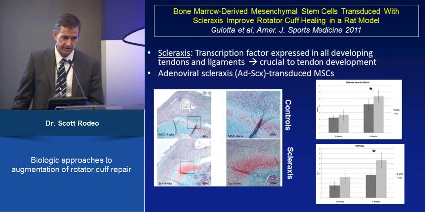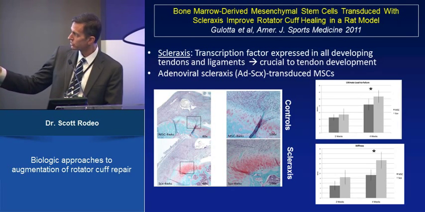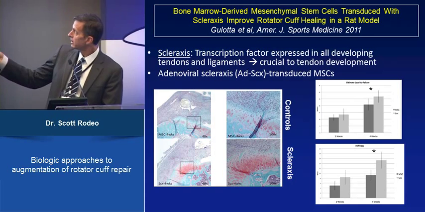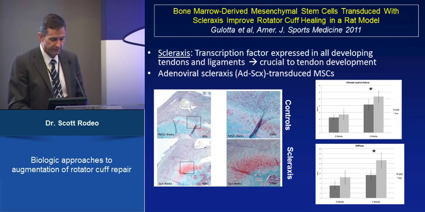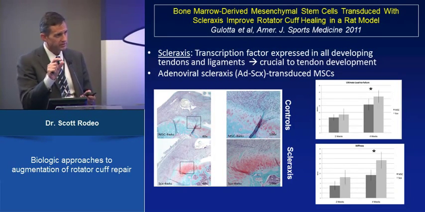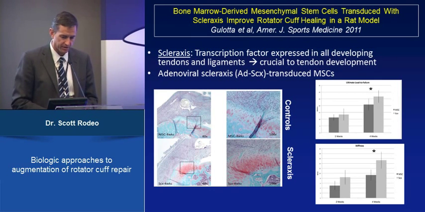Histologically, on the left side of the slide, the bottom half is the scleraxis-treated animals, showing a much more robust fibrocartilage zone compared to the controls. And on the right side, biomechanically, that translated to increased load to failure and stiffness at 4 weeks in the animals treated with these transduced stem cells. So taking the cells and putting this particular signal in led to a positive outcome.